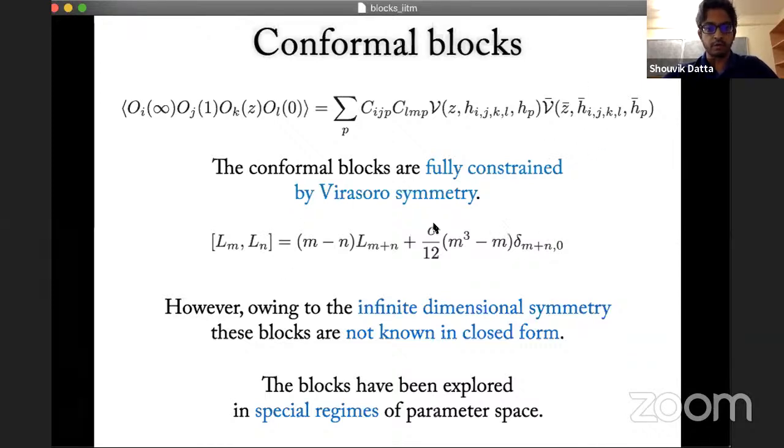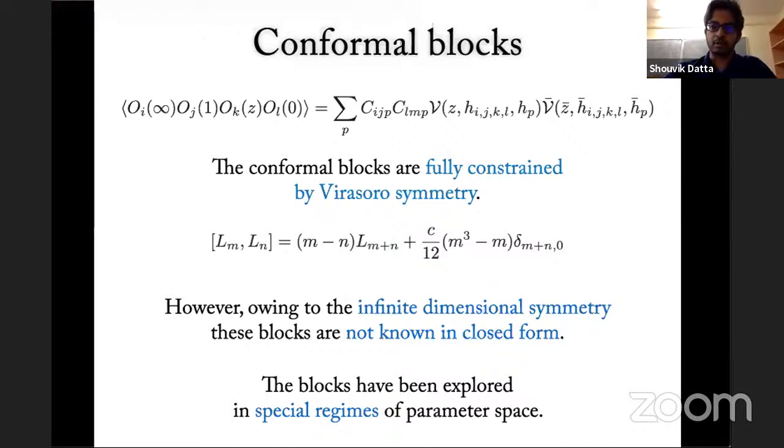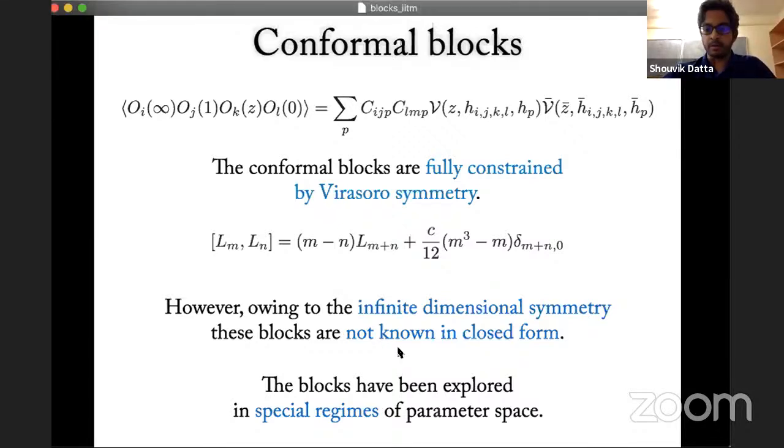So that's the Virasoro algebra. However, unlike higher dimensions, where one can obtain the block in closed form, at least in even dimensions, in 2 dimensions this is a harder problem because you have an infinite dimensional symmetry, and the blocks are not known in closed form. So this is an example where the presence of additional symmetries does not make your problem easier, but in fact backfires and makes it a harder problem to solve.